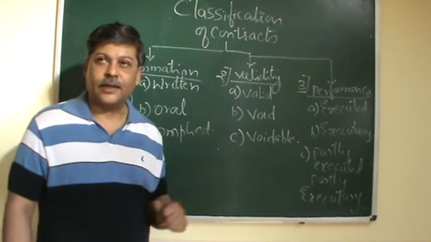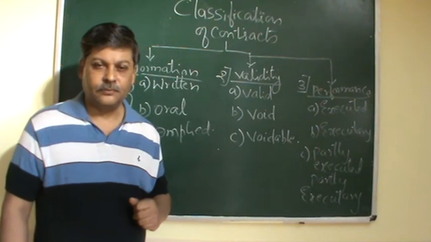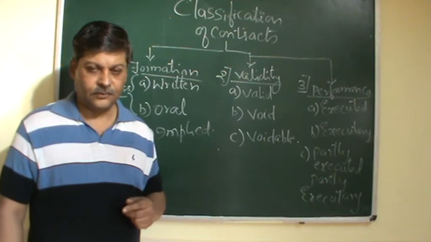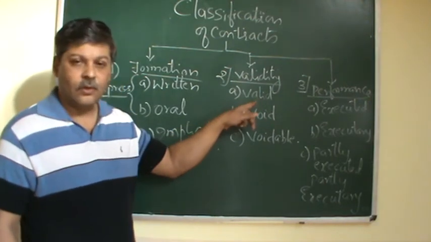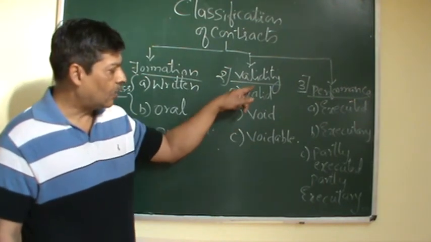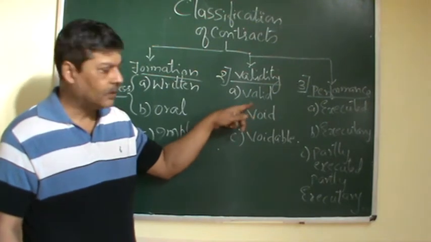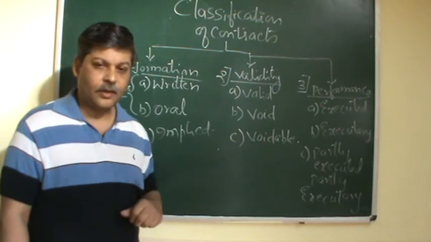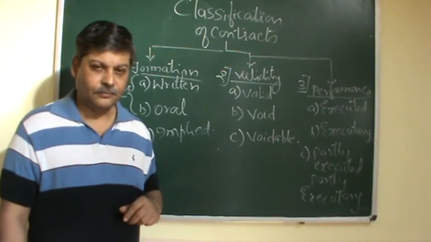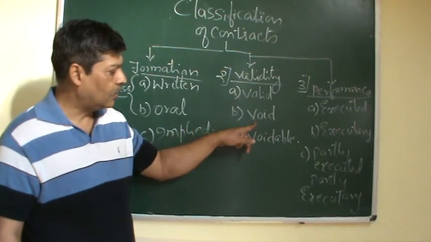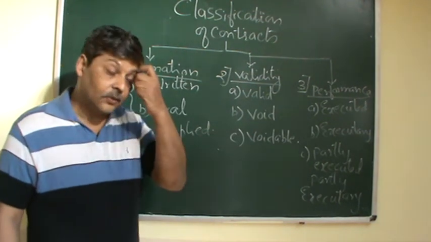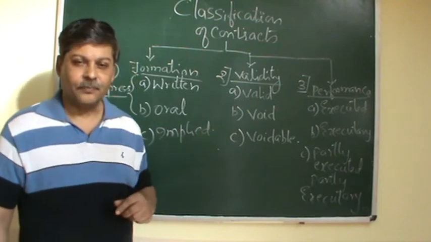Now we are coming to the second category, which is the validity of the contract. In this again we have 3. The contract may be valid, the contract may be void, and the contract can be voidable. Valid contract, void contract, voidable contract. These 3 may be the result.